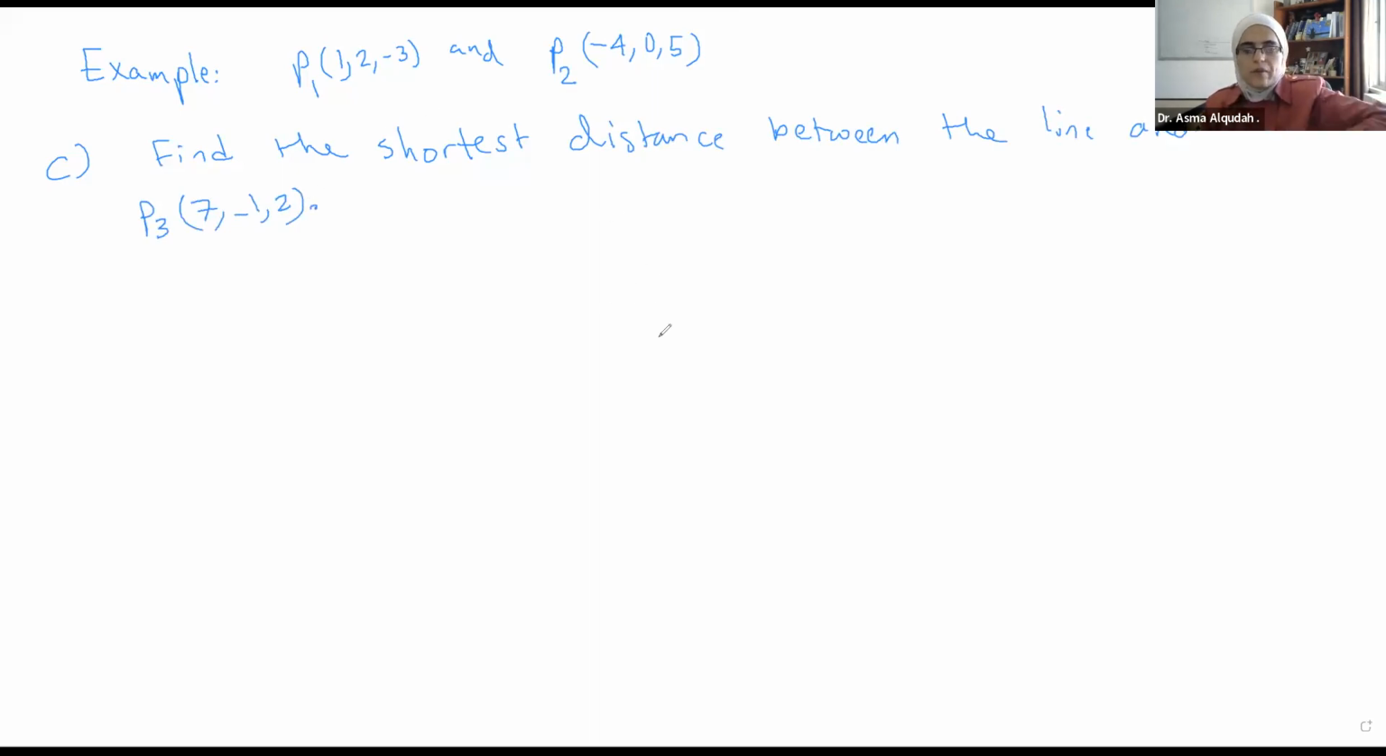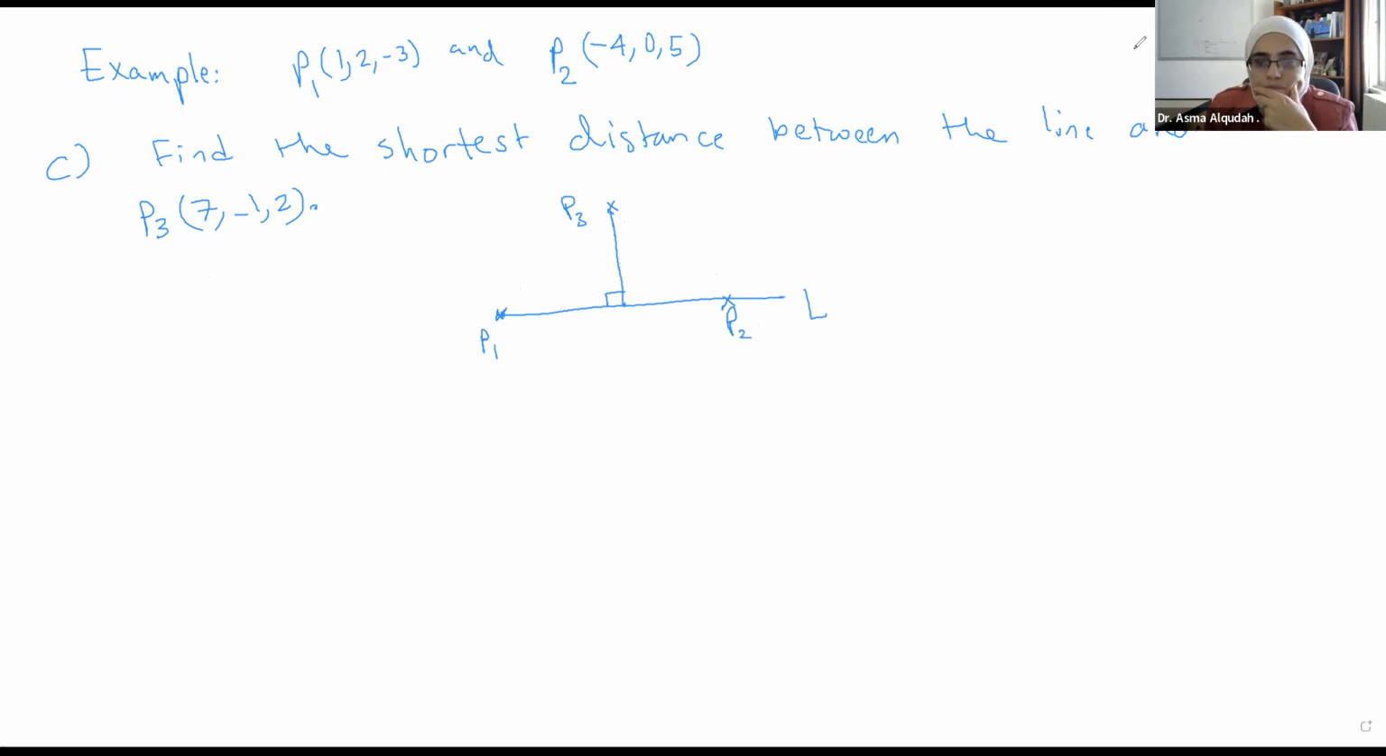Okay, so we have this line, let's call it L. And we have this P3. We want to find the shortest distance between the point and the line. To do this, we have 2 methods. Let's use the method of the cross product. So we form 2 vectors. Let's say we have P1 here and P2 somewhere here.